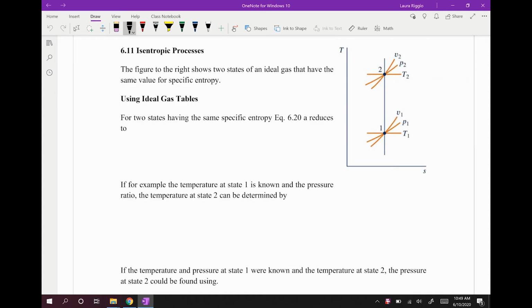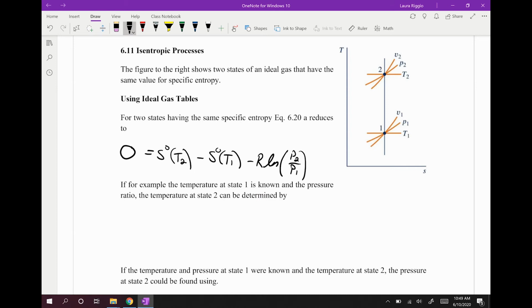In this lecture, we're going to go over isentropic processes, in particular for ideal gases. An isentropic process is one that occurs at constant entropy. If two states have the same specific entropy, our equation reduces down to 0 is equal to s° of T2 minus s° of T1 minus R times the natural log of P2 over P1.